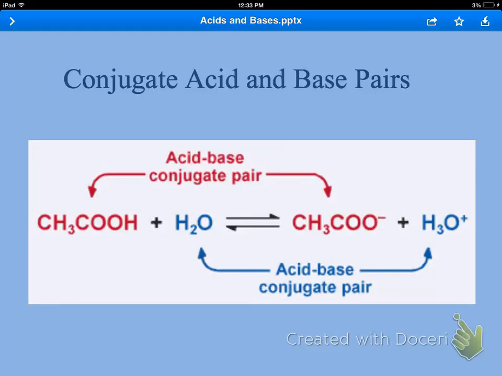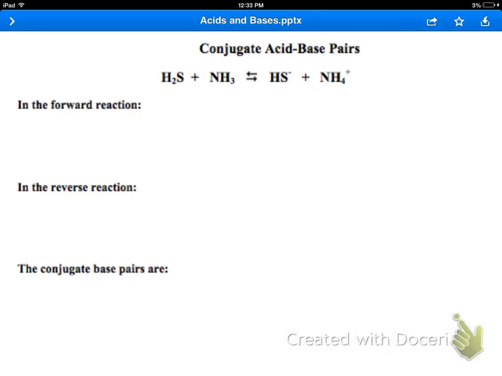So this podcast is about conjugate acid and base pairs. And we're going to use reactions to figure out what is acting as a base and what is acting as an acid. So what we do when we look at conjugates is follow the protons. And we're going to use the direction of protons to figure out what is acting as an acid and what is acting as a base. Remember that an acid loses a proton and a base gains a proton.